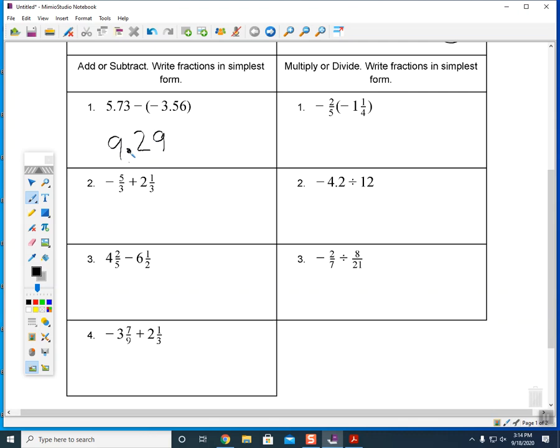The fractions are the ones that are a little bit more difficult. So in this case, I'm going to want to probably turn my 2 1/3 into an improper fraction. The way that I do that is I take my 2, my whole number, times my denominator, 3, and I add my numerator to it. So this is going to change to negative 5/3 plus 6 plus 1 is 7, 7/3. Negative 5, and then I can just add across, right? So negative 5 plus 7 is a 2. Keep my denominator. My answer is 2/3.